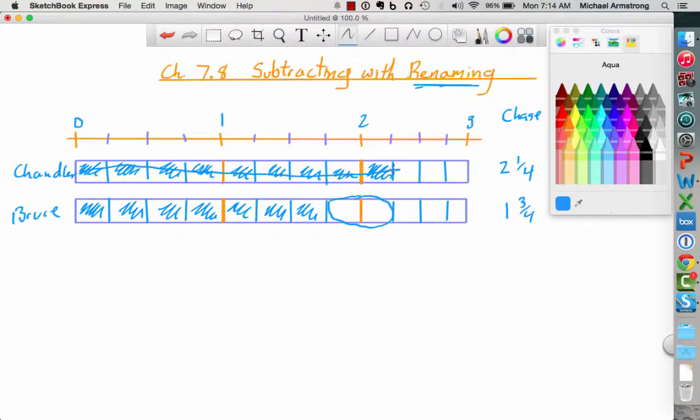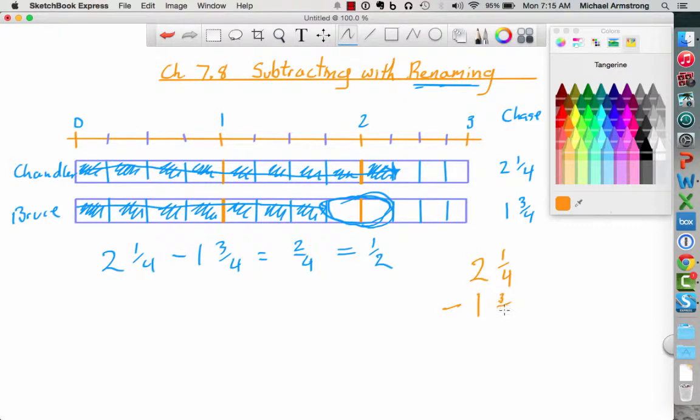If we just look at this, we can see the difference. This is this long, 2 1/4, and Bruce rode for 1 3/4. And that leaves 2/4 left. So if we take 2 1/4 and subtract 1 3/4, we would get 2/4, which is the same as 1/2. Now, looking at a model, it's pretty easy. But if we try to subtract using the regular methods, 2 1/4 minus 1 3/4, we run into a problem: we can't subtract 3 from 1. 3 can't leave 1.